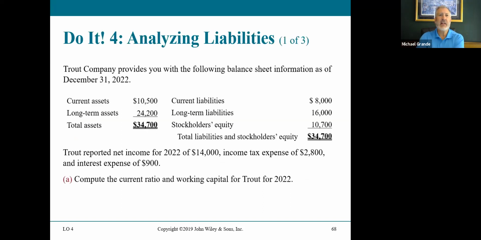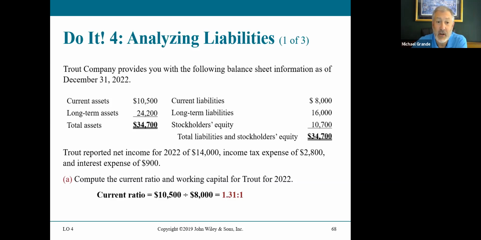Let's analyze the liabilities. Trout Company provides you with the following balance sheet information as of December 31st, 2022: current assets, current liabilities, long-term assets, long-term liabilities. Trout reported net income for 2022 of $14,000, income tax expense $2,800, interest expense of $900. Compute the current ratio and working capital, right?